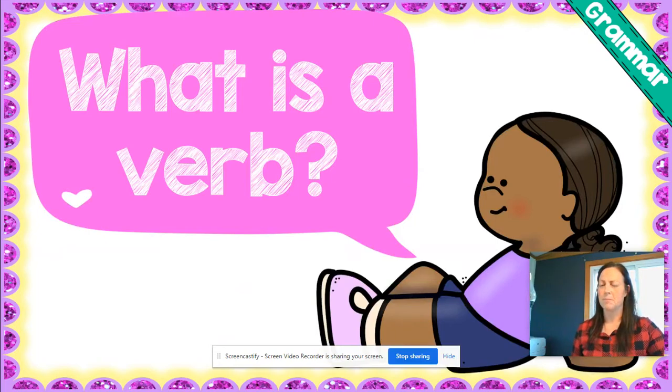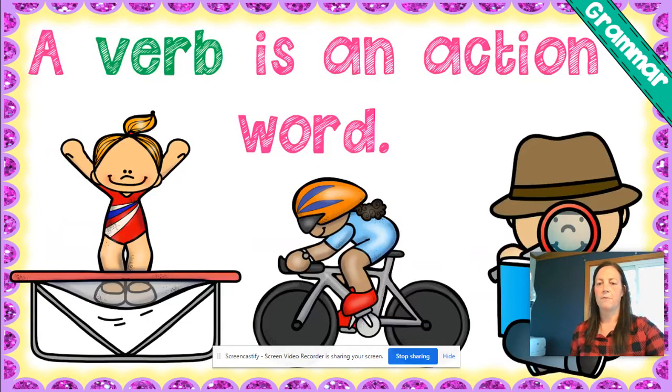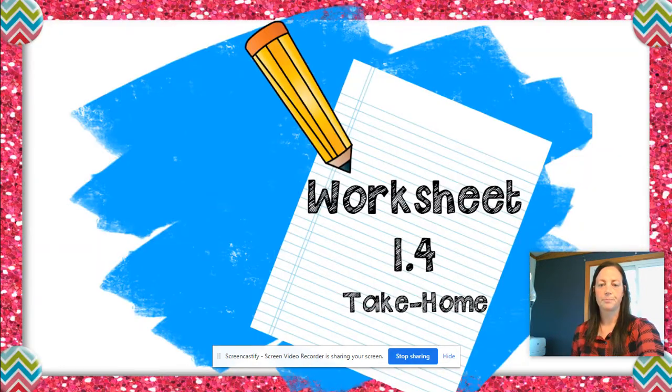Next, what is a verb? I think you all know this one. A verb is an action word. So jumping, I jump, I run, I spy, any of those things.